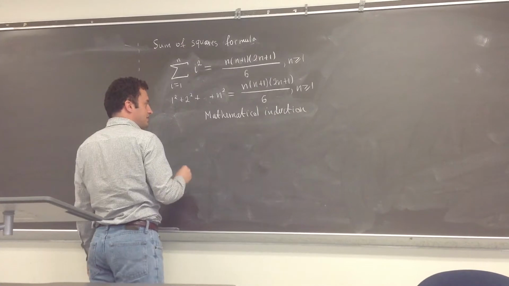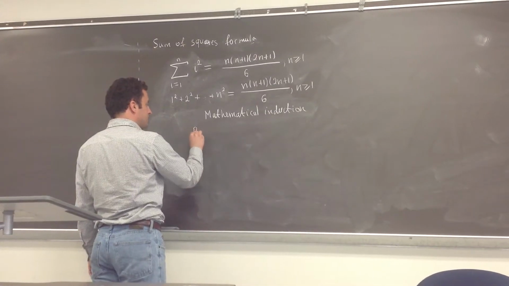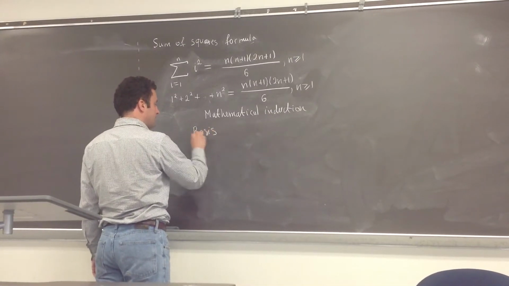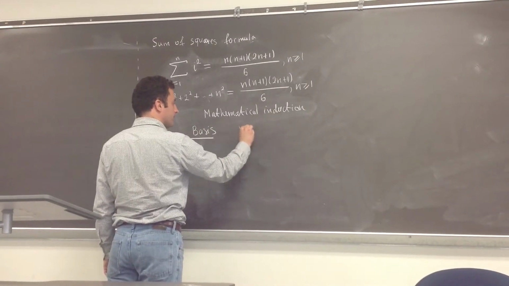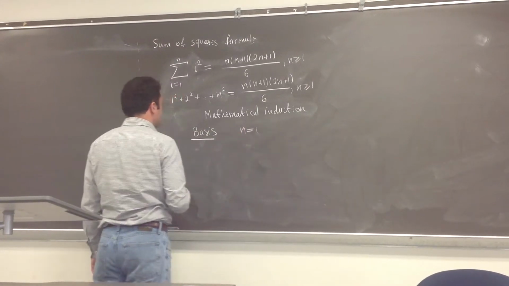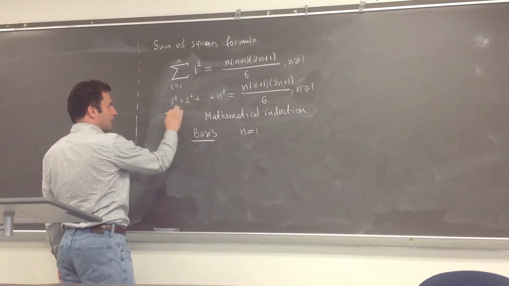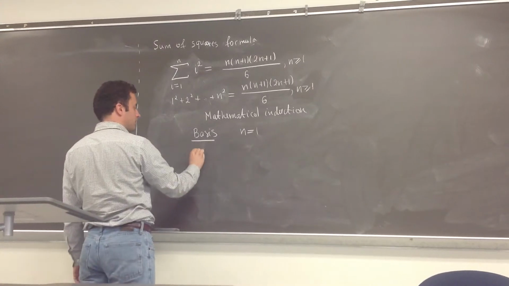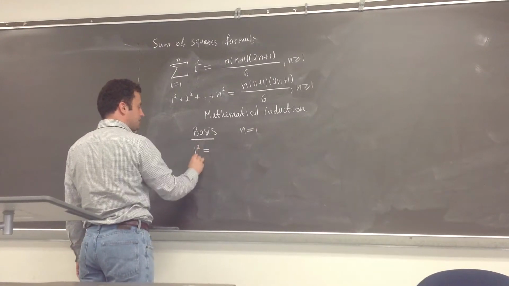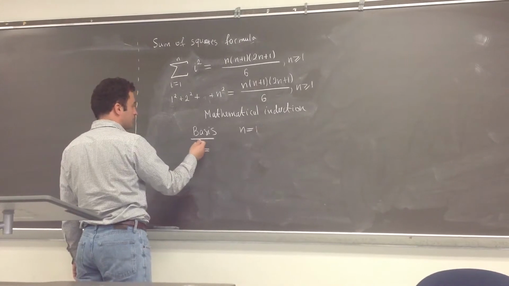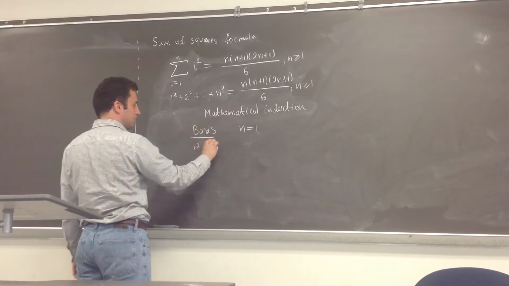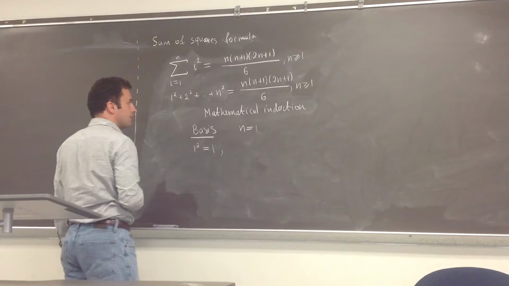First step is a basis, and I want to show that this statement holds true when n is equal to 1. When n is equal to 1, on the left side I have only one term, 1 squared. And in this case, the sum of squares of all natural numbers up to 1 is equal to 1.